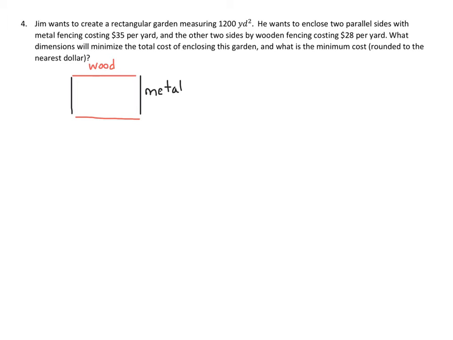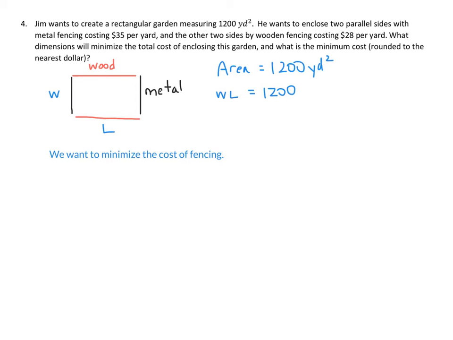Now the information given to us is that the rectangular garden will measure 1,200 square yards. So that's going to be the area of this garden. Well, the area of a rectangle is width times length. So we can label one side the width and the other side the length. So width times length is 1,200. This equation will allow us to relate one variable to another, which will come in handy when we write our cost function in terms of one variable.